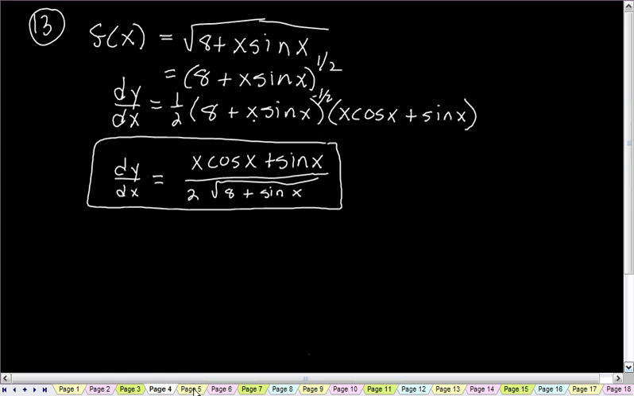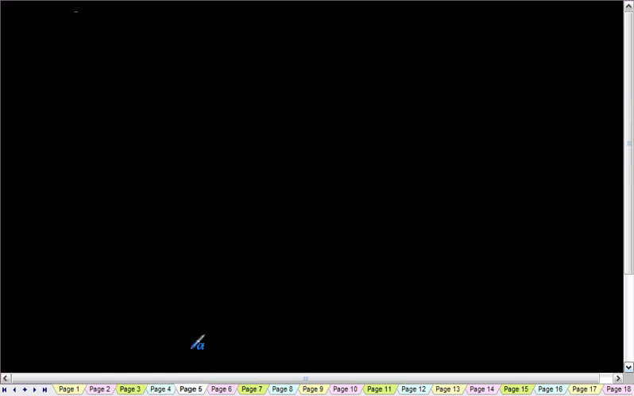There's 13. The last one for section 3.6, number 14. Find the derivative of this one: cosine squared of 9 pi t minus 8.